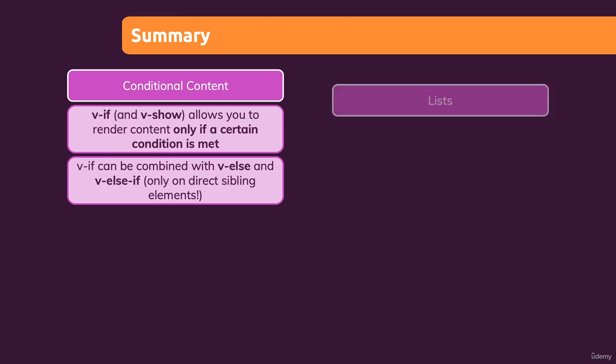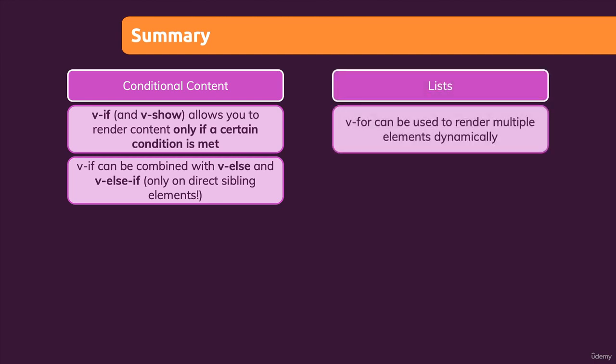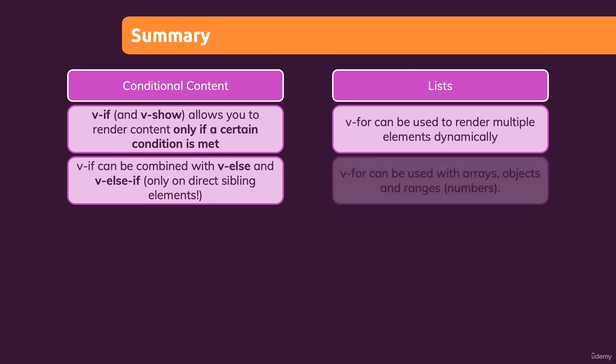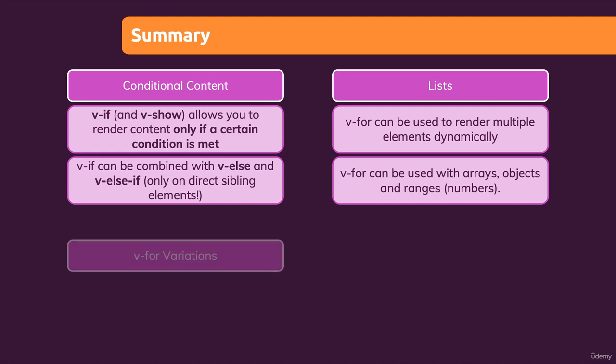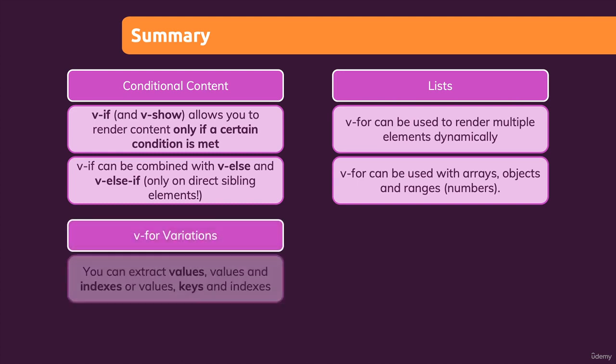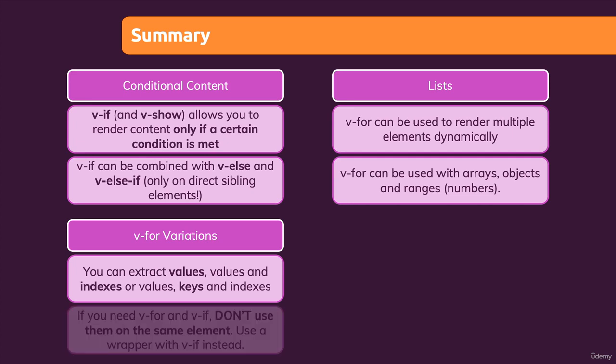We also learned about lists and outputting lists of data. For that, we have the v-for directive, which can be used to render multiple elements dynamically. And you learned that v-for can be used with arrays, with objects, and also with ranges, so with numbers. We also had a couple of variations there. For example, you can extract values and indexes, or even values, keys, and indexes if you're working with objects in v-for. And if you need v-for and v-if together, as we had it in the assignment, don't use them on the same element, use a wrapper with v-if instead. For example, use it on a template, a div, a UL element, or whatever makes sense in your application. Don't use them on the same element.